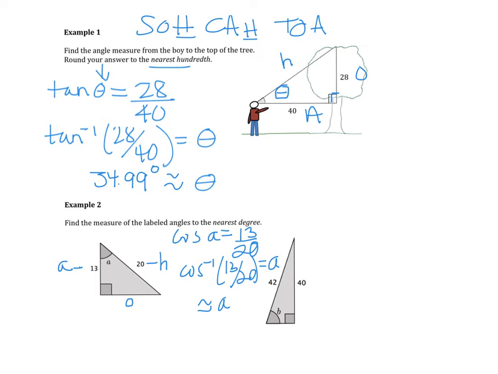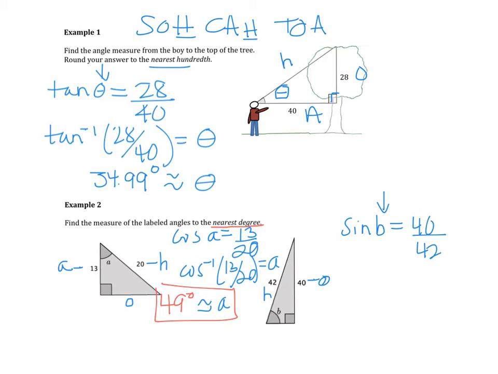Now in this case you're asked to round to the nearest degree, so you should have 49 degrees as your approximation. And for the other right triangle here, I have the hypotenuse and I have the opposite. So the function that deals with opposite and the hypotenuse is the sine function. So sine of B is equal to the opposite 40 over the hypotenuse of 42.